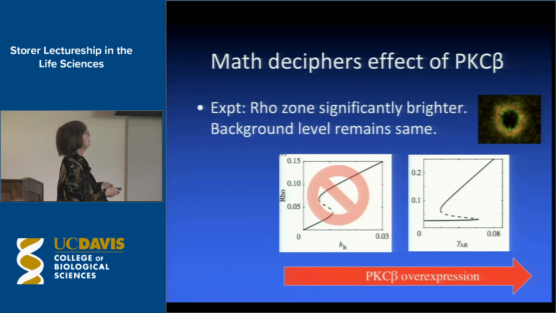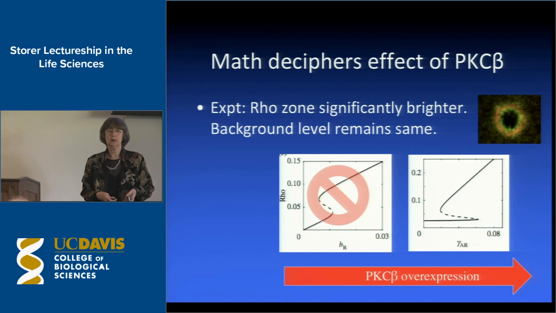So for instance, PKC beta was known experimentally to brighten the RHO zone while leaving the background in a cell the same. So we can look at our distinct bifurcation diagrams with respect to different parameters in the system, and we can say, well, that's not what this is showing, because here we see that the background level does go up if we vary this parameter. While in this case, if we vary this feedback parameter, the background level stays more or less the same, while the upper steady state, in fact, increases in intensity. So we can use these to argue what some of the ingredients in the whole picture are doing.